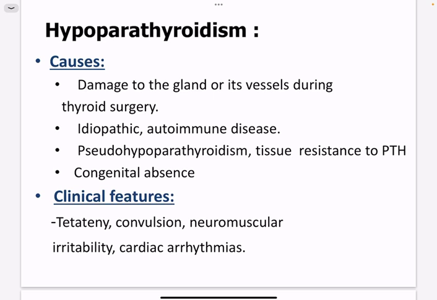What does arrhythmia mean? Loss of the normal rhythm of the heart. There are different types of arrhythmias, atrial arrhythmias or ventricular arrhythmias. The heart is not contracting normally. The whole rhythm of the heart is abnormal, so the patient may die due to arrhythmias.